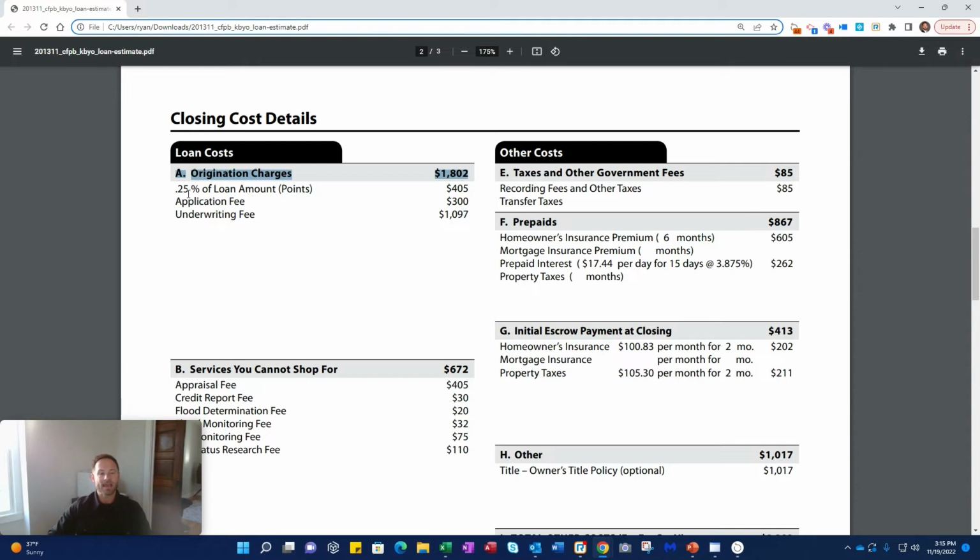And so box A is what you're really going to want to look at. We refer to all of these charges except for points as junk fees, because us as a mortgage brokerage, United Residential Mortgage, we don't charge any application fee, nor do we charge an underwriting fee. We do have some investors that charge underwriting fees. We normally offset that with a lender credit, but we don't charge an application fee or a processing fee or administration fee. We refer to those as junk fees.